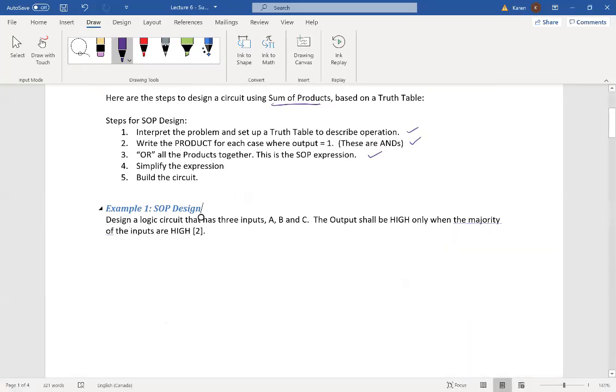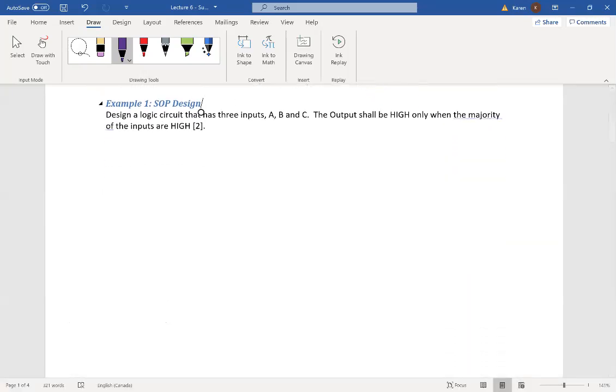So it's best to learn sum of products by doing an example. In this example, I'm asking you to design a logic circuit that has 3 inputs, A, B, and C. The output shall be high when the majority of the inputs are high. So the solution. And I also posted this for you. This comes from the textbook, and it is solved in full in a document that I posted for you called Practice Problems, Sum of Products.